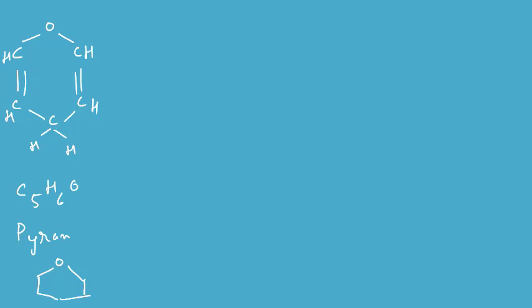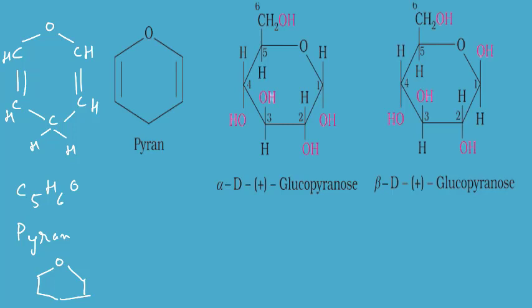Now, the structure of glucose is also similar to pyran. Therefore, here this is the pyran. So this is a six-membered ring in which the hetero atom, that is the oxygen atom, is there. So the structure of glucose, this is alpha D glucopyranose. Because this structure is similar to pyran, it is referred to as glucopyranose. So this is alpha D plus glucopyranose. This is beta D plus glucopyranose.